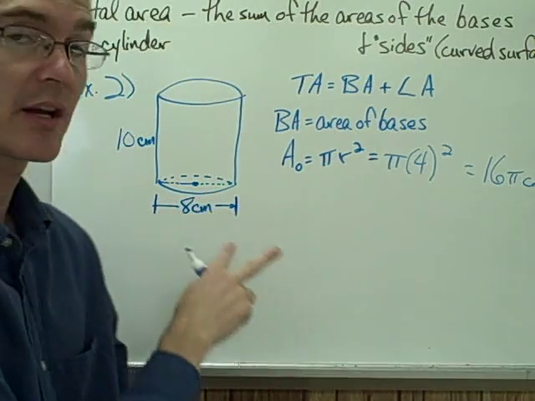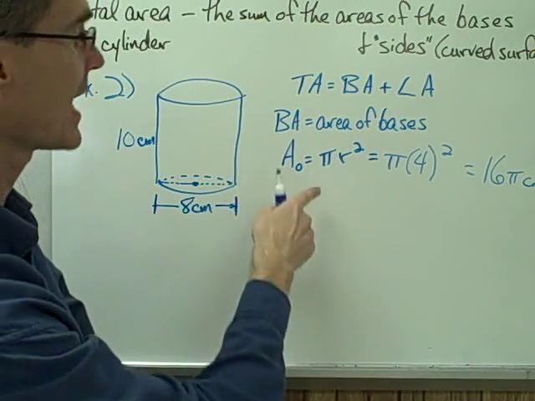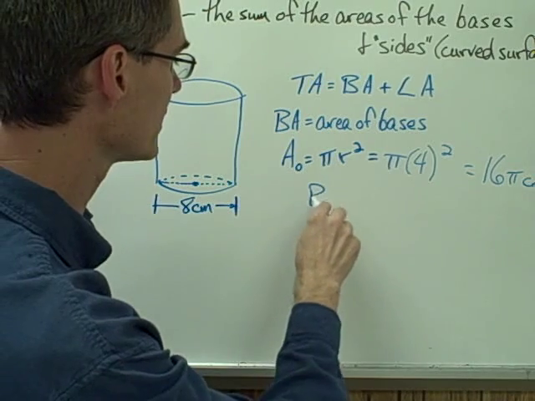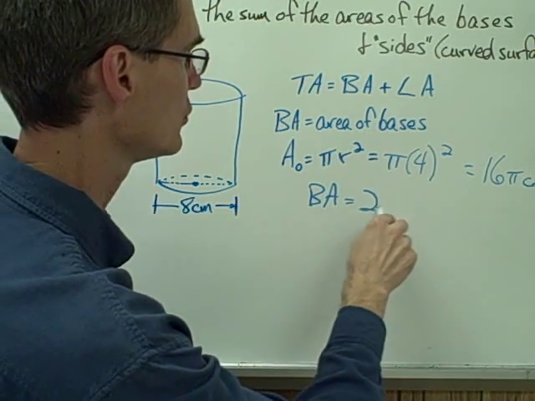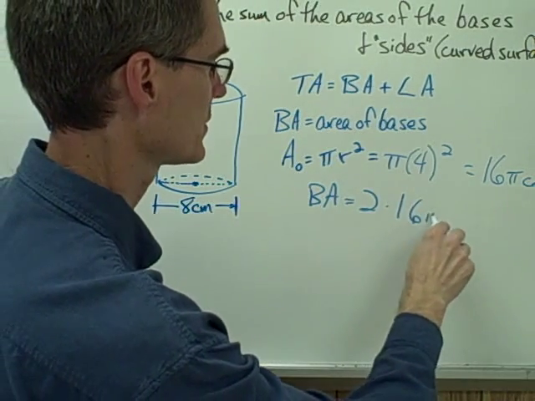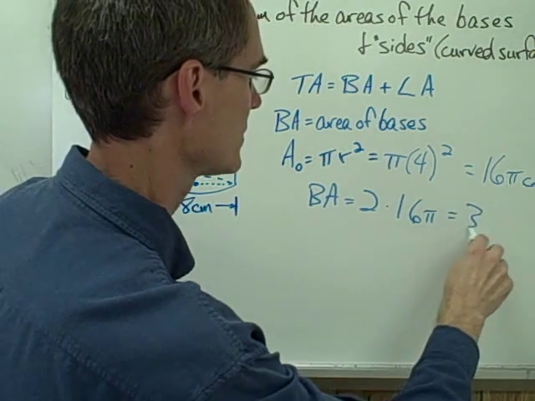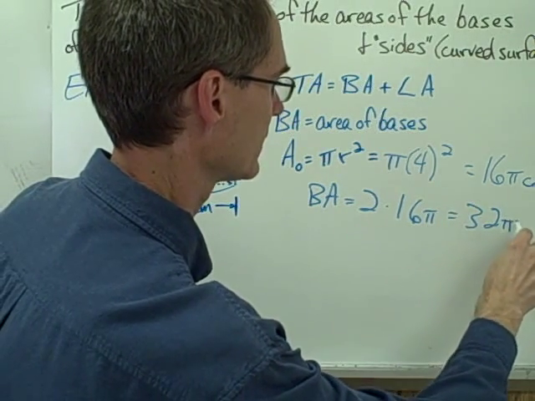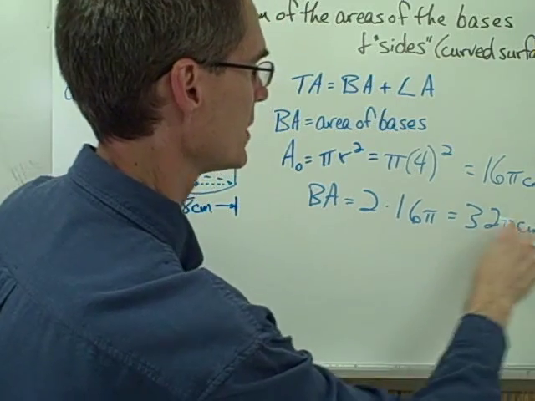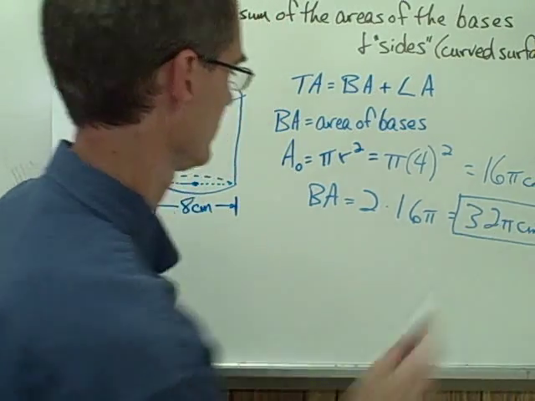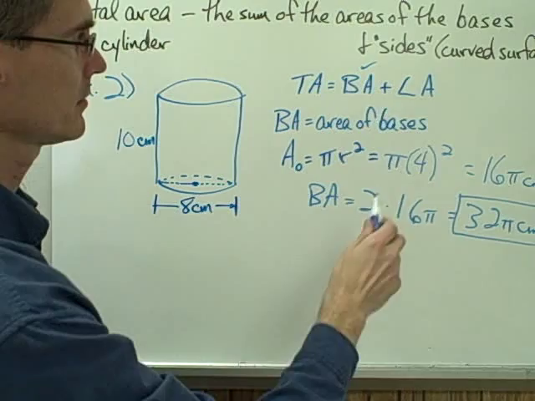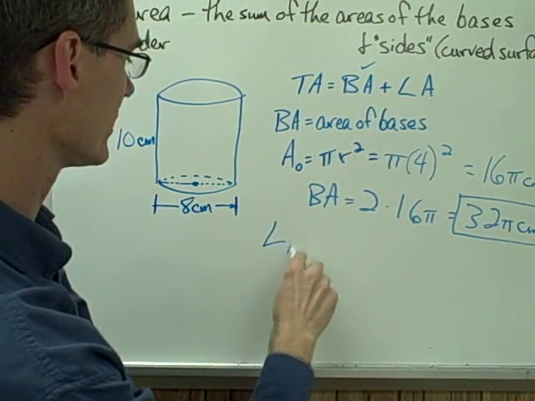But again, that's just the area of one of my bases. In order to get the base area, I need both of them. So my base area is going to be 2 times 16 pi, which is 32 pi square centimeters. Okay, so now I have my base area. I need to get my lateral area.